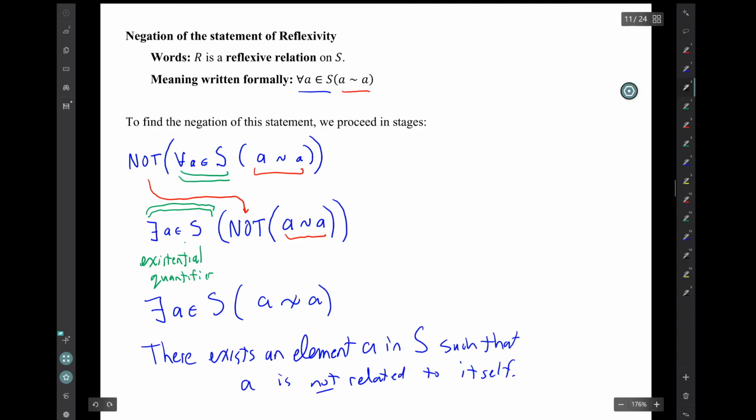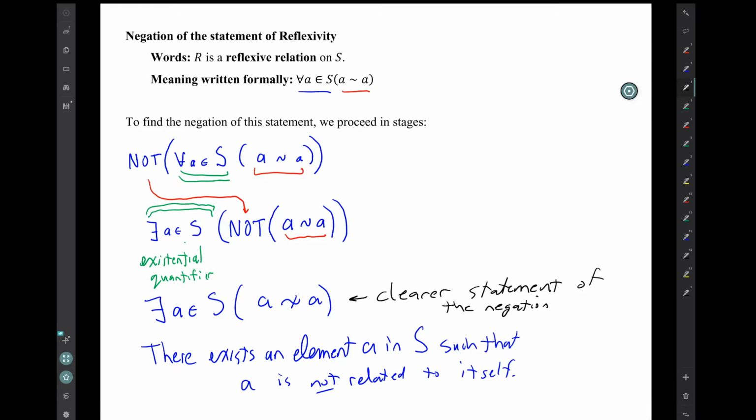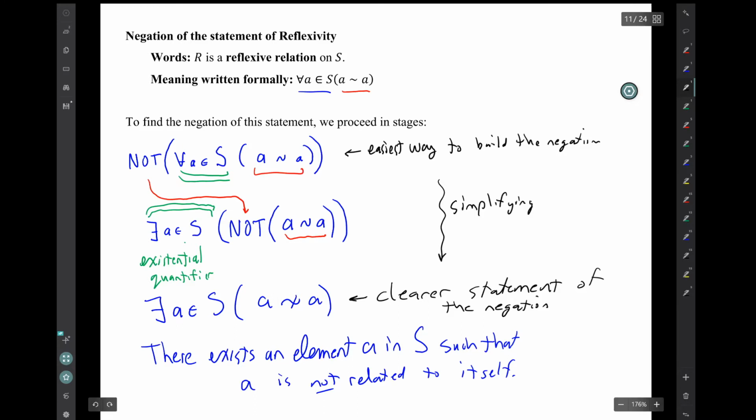So the original sentence was spoken, it's not true that for all A in set S, A is related to A. And then the final simplified version of the negation is this. There exists an element in S such that A is not related to itself. So in most situations, this is clearer. A clearer statement of the negation is the thing that we finally ended up with, whereas the first statement is sort of the easiest way to build the negation. So I would refer to this as simplifying, or clarifying, whatever. I don't think your discrete math book used this kind of terminology either. But the idea is we move the negation to the right.